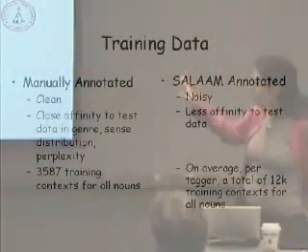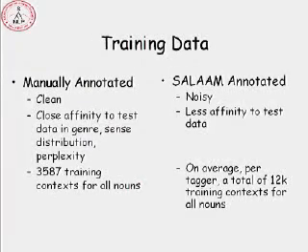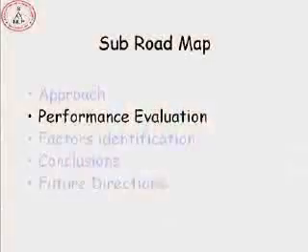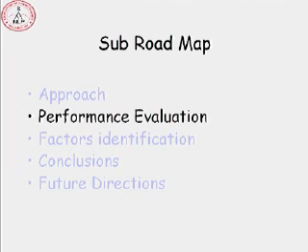And in terms of the amount of data available, what you get from the manually annotated data is quite limited. It's overall around 3,500 training contexts for all the nouns altogether. In the case of the SALAAM annotated data, we're looking at an average per tagger of around 12,000 annotated training contexts for all the nouns.